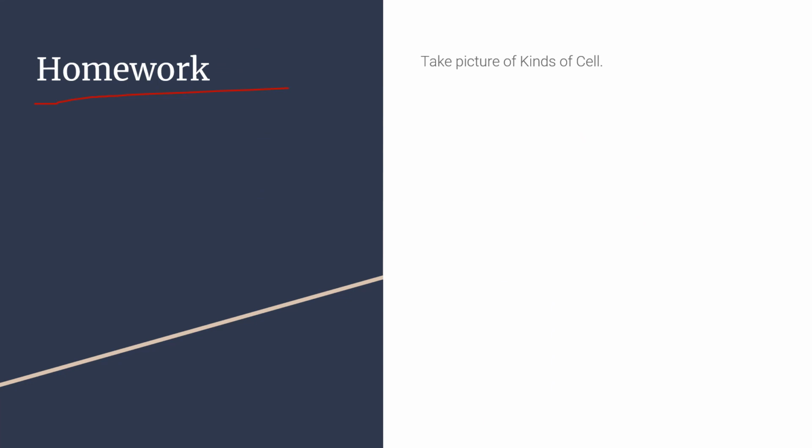And at the end, your homework is to take pictures of kinds of cell. We said we have two kinds, dry cell and wet cell. Search online, Google it. You can find more examples of dry cells and wet cells in electrical current, and take pictures of the kinds of cell and send the pictures to us.